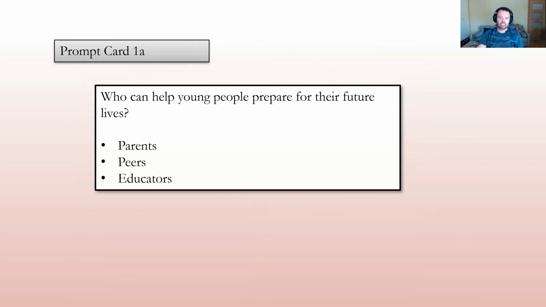And then it's the individual long turn. Now at B2 First and C1 Advanced, you only have to talk for a minute on your own. Not here. Now you're going to be talking for 2 minutes on your own. You don't even have any pictures to look at. So now the interlocutor puts before you a prompt card. It has the question at the top and 3 bullet points.